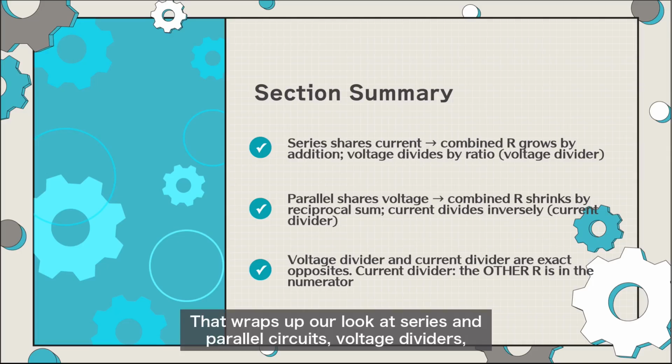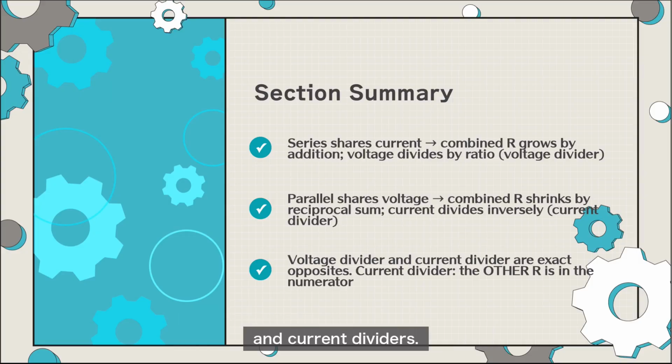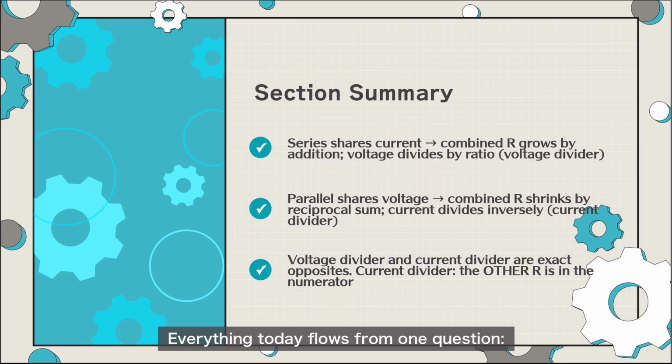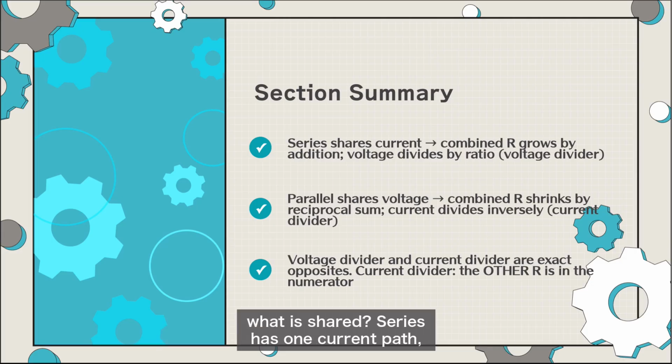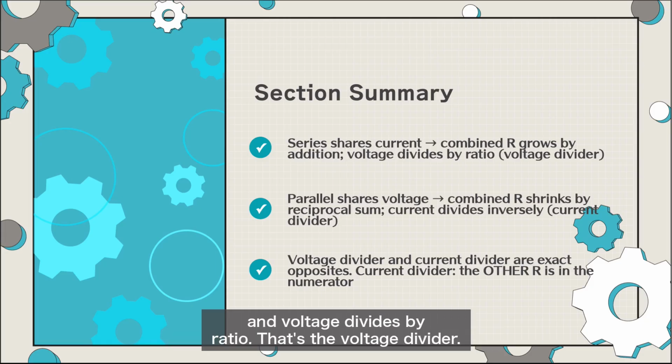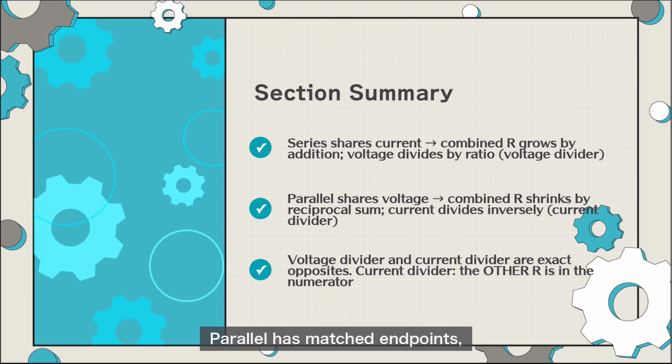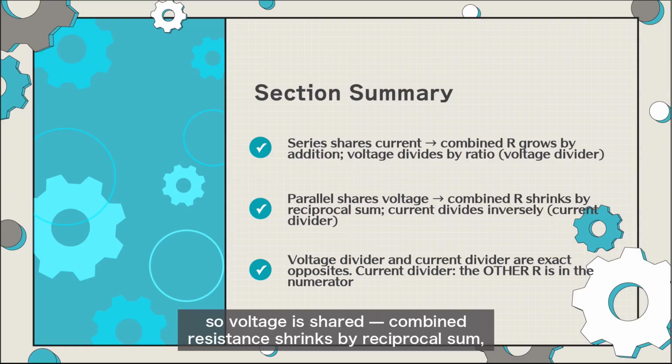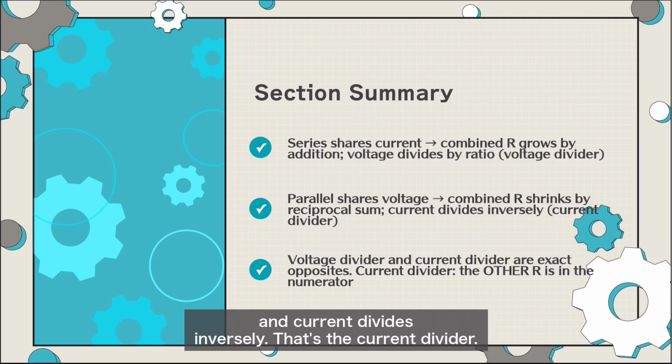That wraps up our look at series and parallel circuits, voltage dividers and current dividers. Everything today flows from one question: what is shared? Series has one current path, so current is shared. Combined resistance grows by addition, and voltage divides by ratio. That's the voltage divider. Parallel has matched endpoints, so voltage is shared. Combined resistance shrinks by reciprocal sum, and current divides inversely. That's the current divider.